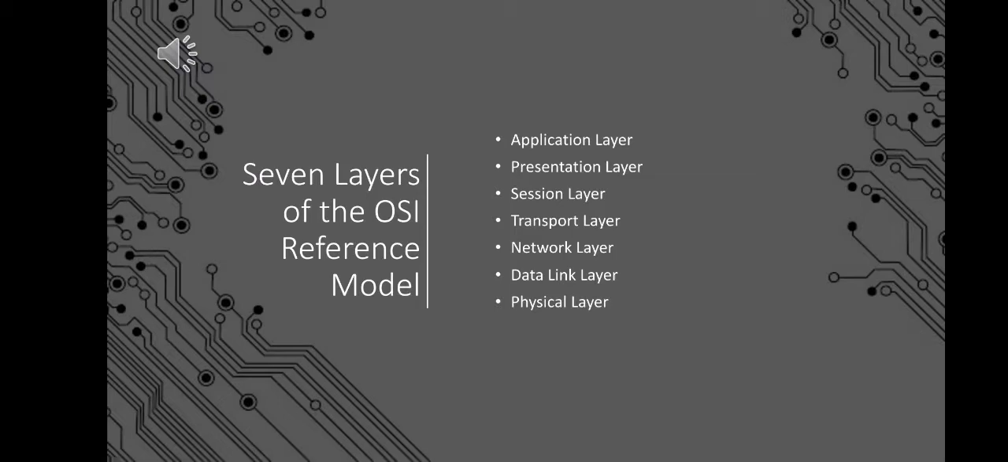Second layer is the presentation layer. It is used to present data to the application layer, which is layer 7, in an accurate, well-defined, and standardized format. Third layer is the session layer. It provides the mechanism for opening, closing, and managing a session between end-user application processes.